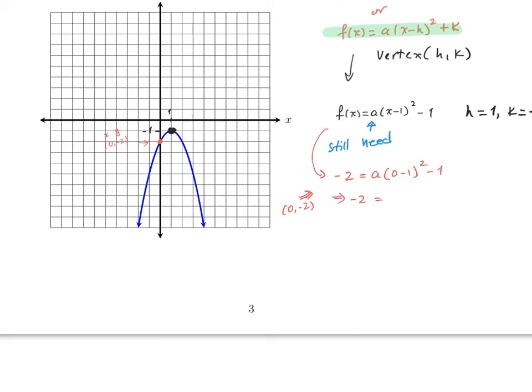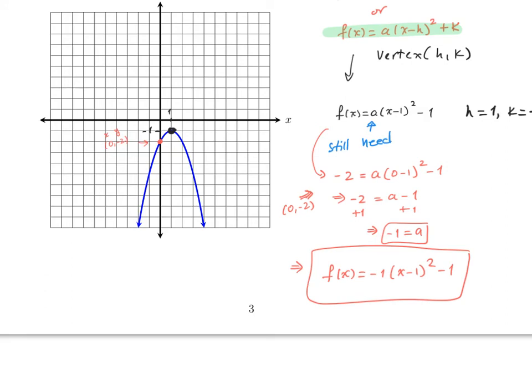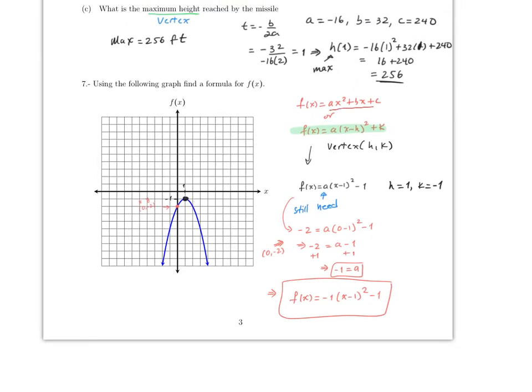So this means negative 2 is equal to a minus 1, because minus 1 squared is equal to 1 times a. It just gives you a. Then you add 1 to both sides, and you will have minus 1 is equal to a. So therefore, the final answer will be f of x is equal to minus 1 times (x minus 1) squared minus 1. And that's it. You can also find the equation using the first formula, or the first version. However, for that, you're going to need 3 points. So you could use this point and other points, and it will take a lot longer. If you're given a graph, this is probably the easiest way to do it.